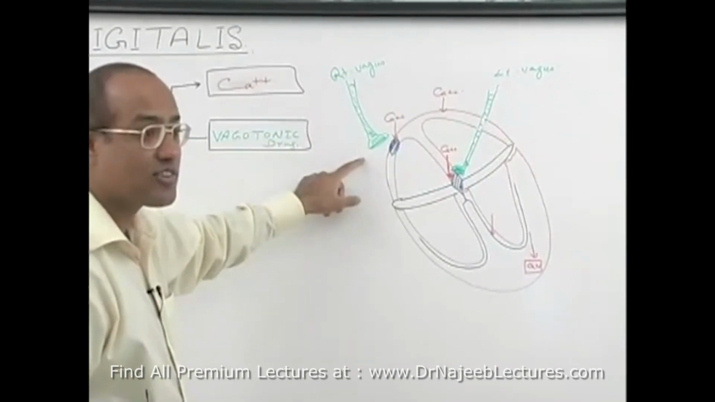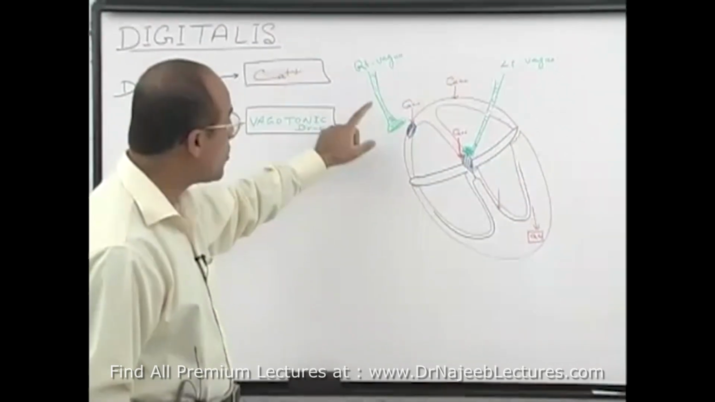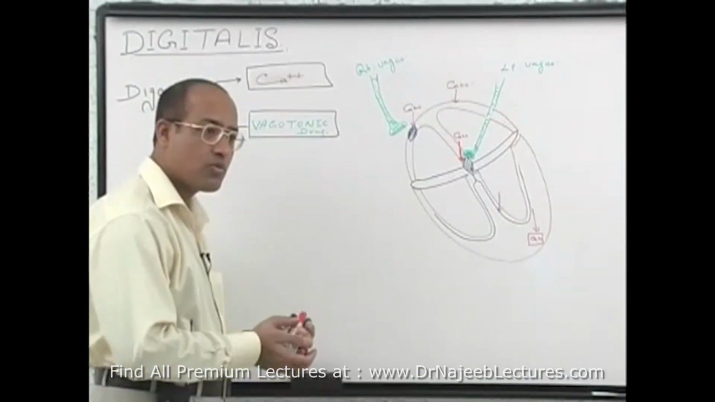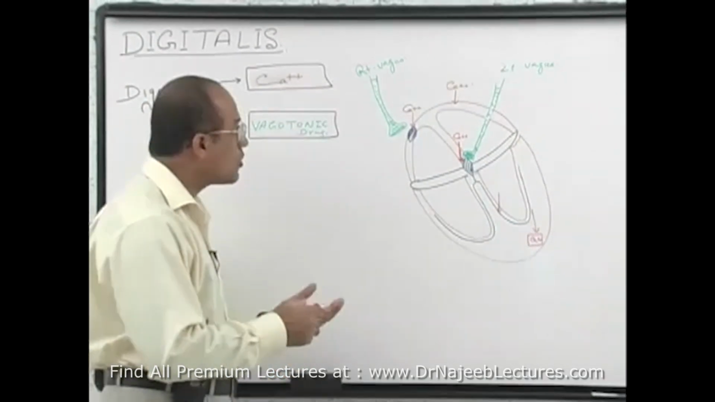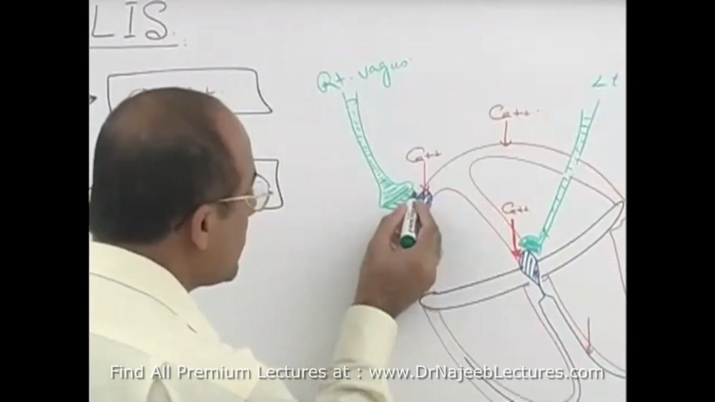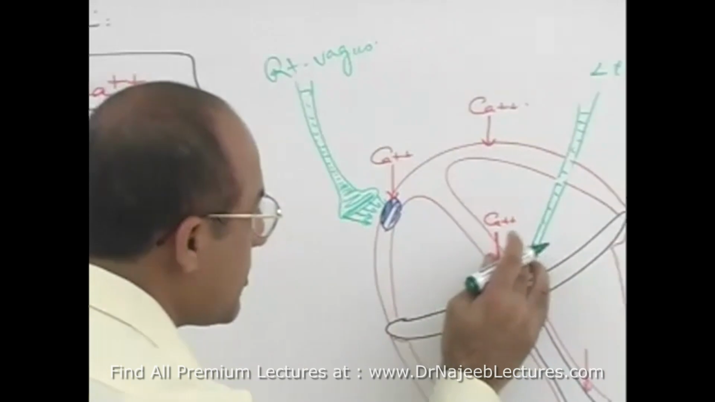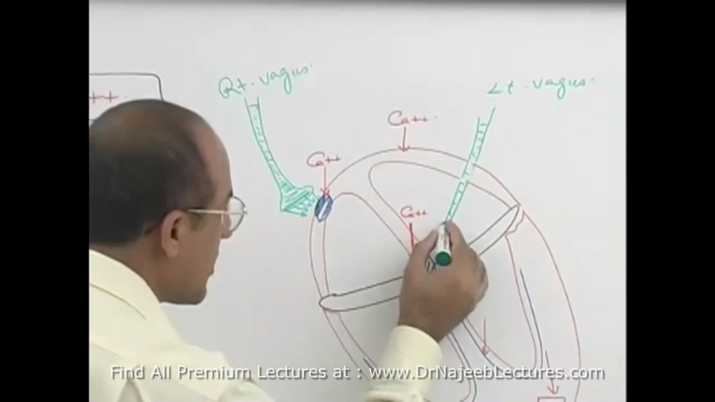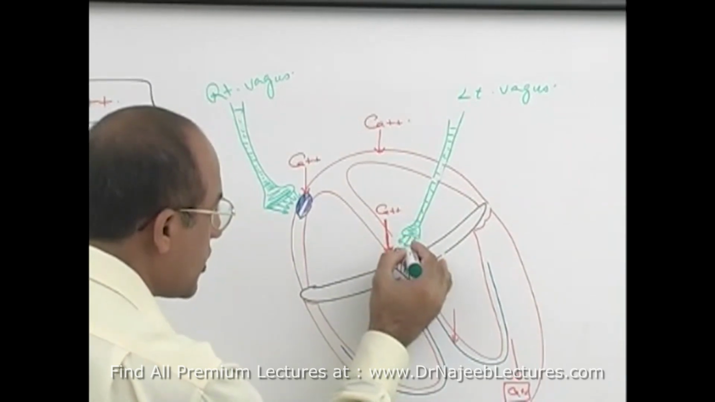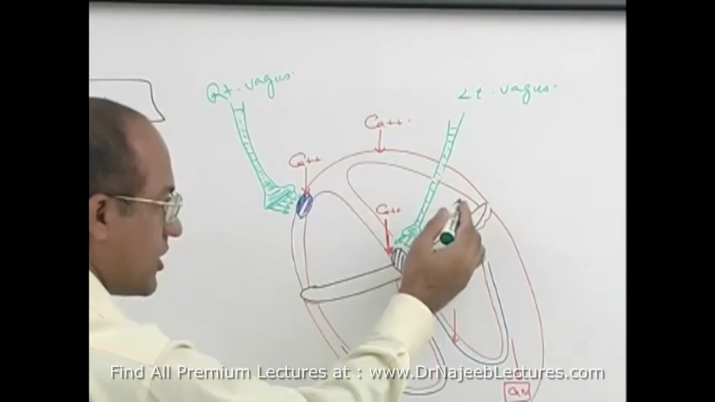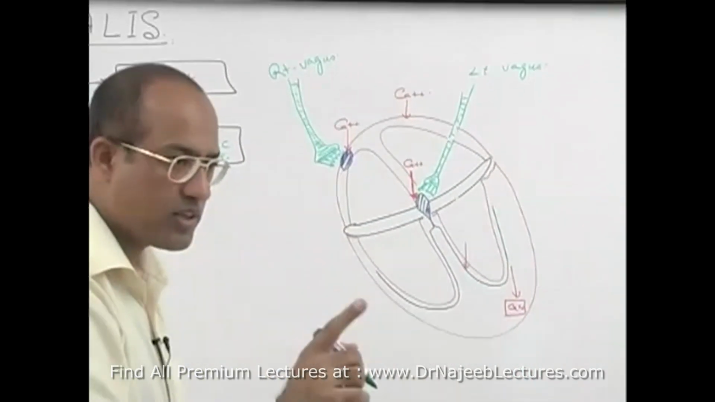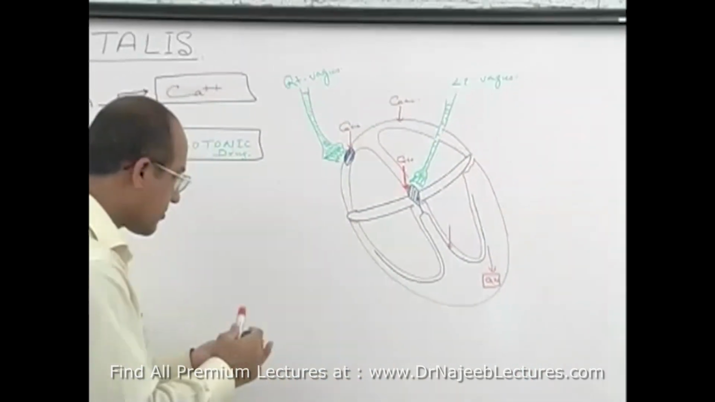The indirect actions are through the neuronal system. Digitalis also stimulates the vagus. So is vagal activity increased or decreased? If vagal activity is increased, it mainly works on the SA node and AV node. There is very little vagal activity on the atrium and almost no vagal activity on the ventricle. This point is very important, right?